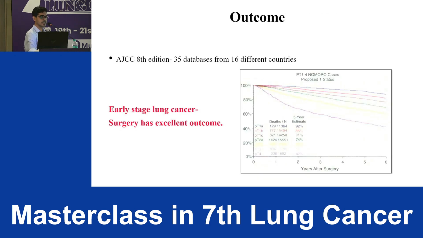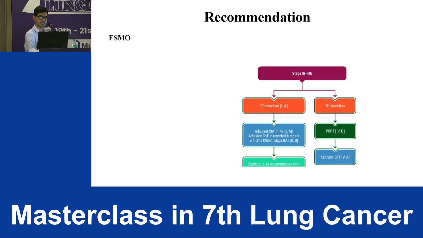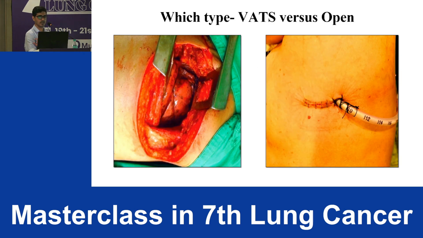Again, this is a picture taken from AJCC. If you see pathological T1 to TC, 5-year survival is more than 80%. These are a few papers, but they give significant and solid proof that if you operate on early stage lung cancer, the survival is excellent. Similar is the statement made by most recommendations, that is NCCN or ESMO. They say that surgery is preferred if the patient is fit and in early stage lung cancer.